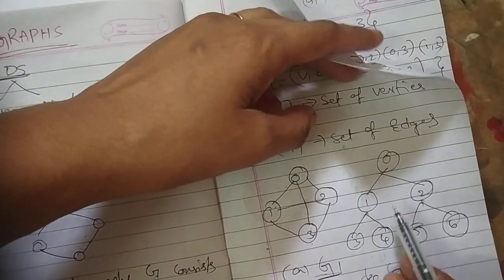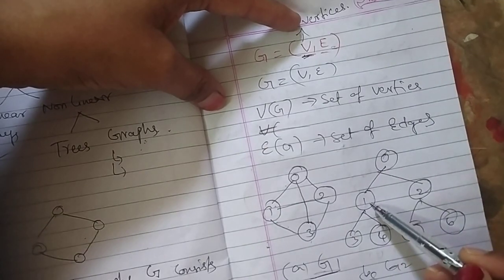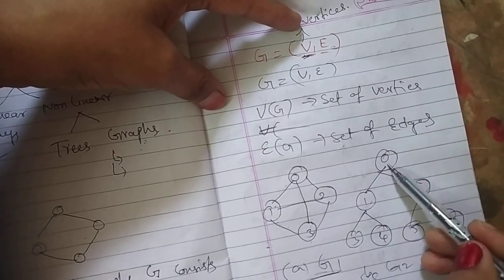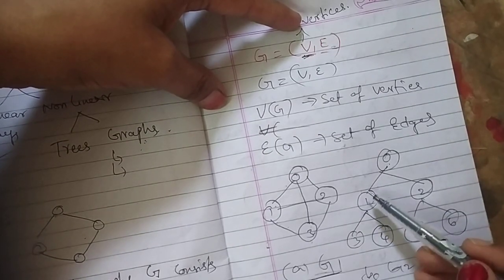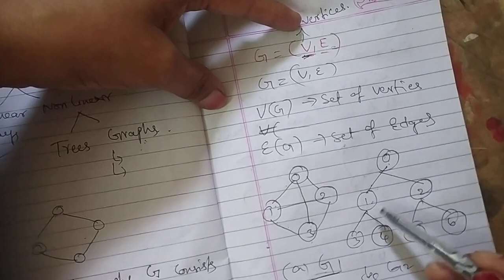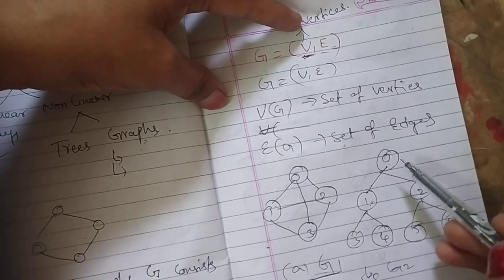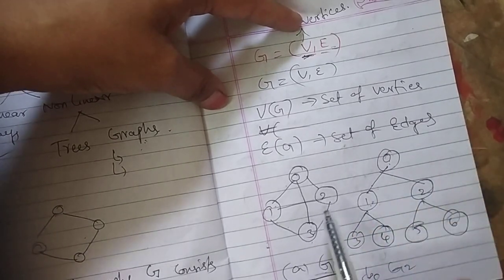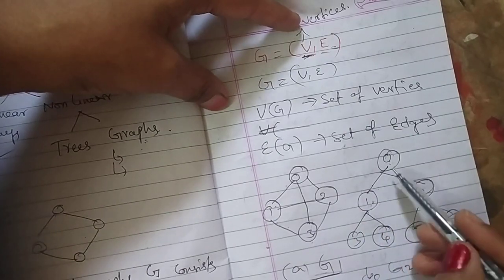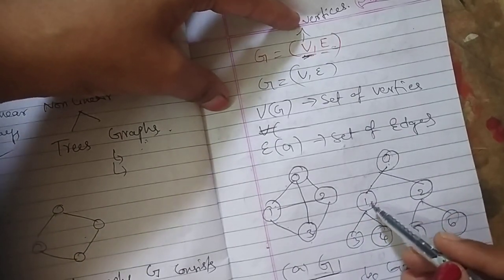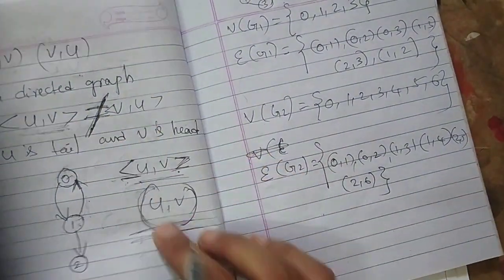I am telling one point here, students. Here 0 to 1 is equal to 1 to 0 in terms of an edge. The edge is between vertex 0 and 1, and there is no direction. You can write 1, 0 or 0, 1, they are equal. Write it only one time, either 0, 1 or 1, 0. Either one.